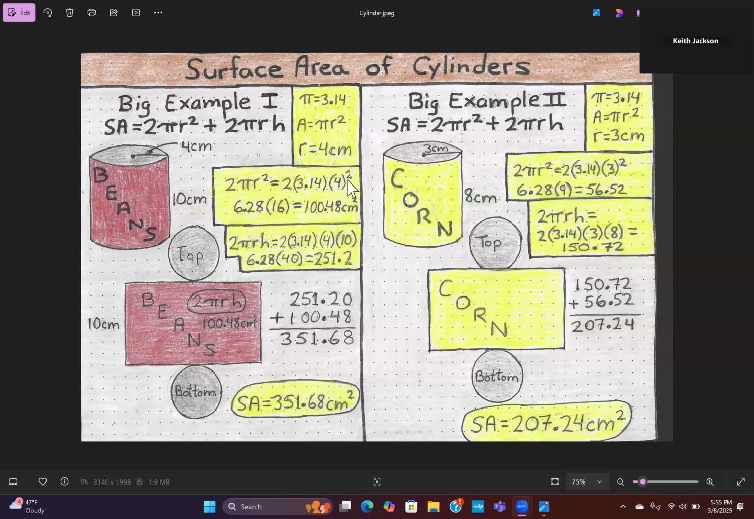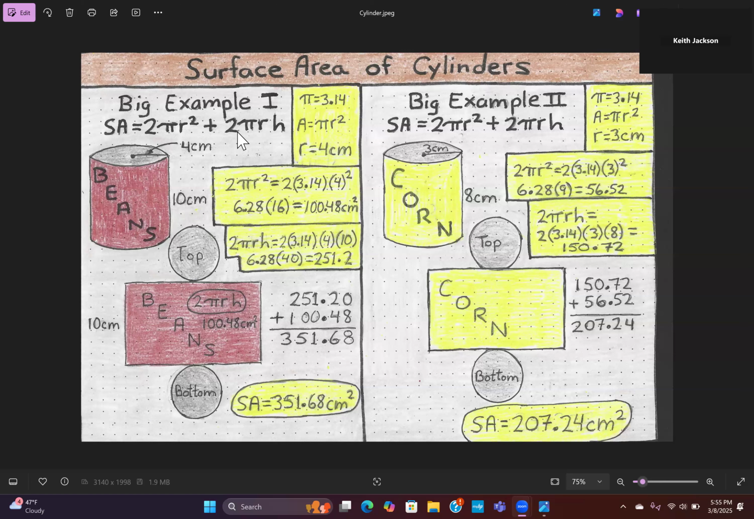We know that 4 squared gives us 16, and 2 times 3.14 gives us 6.28. So now we have 6.28 times 16, and the surface area of both the circles will be 100.48 centimeters squared. We solved the first part of the equation, and now let's go to the second part, which deals with the label for the beans right here.